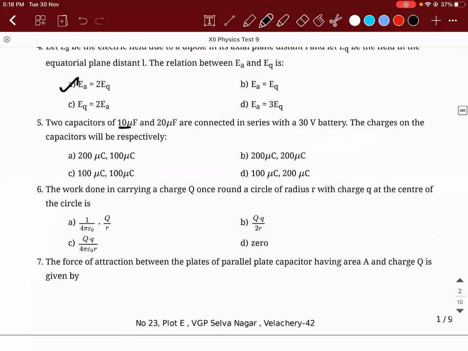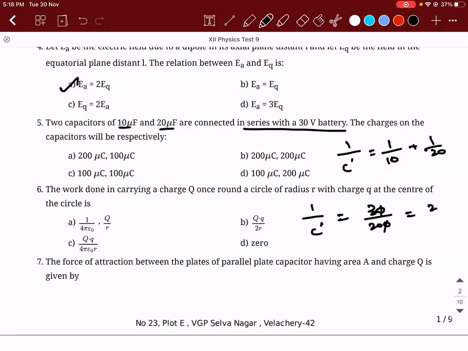So two capacitors 10 and 20 are connected in series with a 30 volt battery. The charges on the capacitors will be respectively. How much is the answer? First, find the equivalent capacitance. See, if there is any doubt, please stop me, okay? So 1 by C dash is equal to 1 by 20 plus 1 by 10, 30 divided by 200. This and this will get cancelled, which implies 20 divided by 3 is C dash, right?